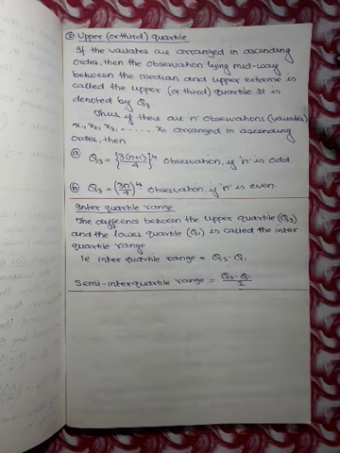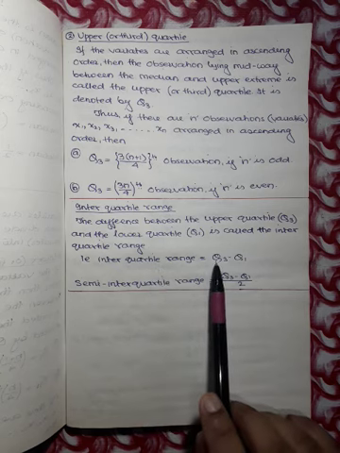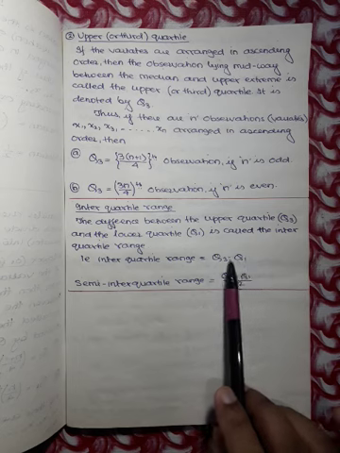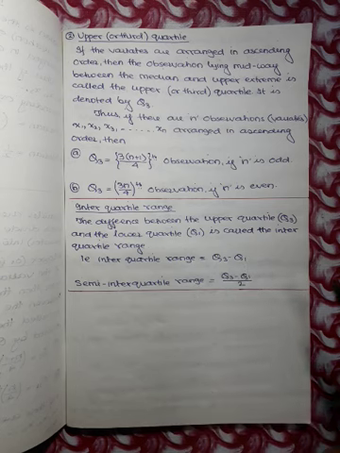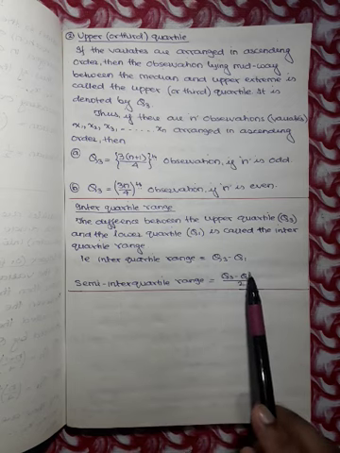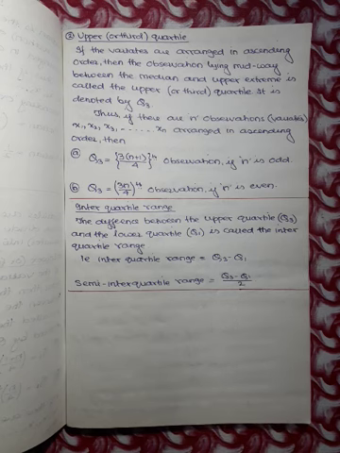Now if we are asked to find the interquartile range, the interquartile range is nothing but the difference between the upper quartile and the lower quartile, that is Q3 minus Q1. Semi means half, so the semi interquartile range is half of the interquartile range, that is (Q3 minus Q1) divided by 2.